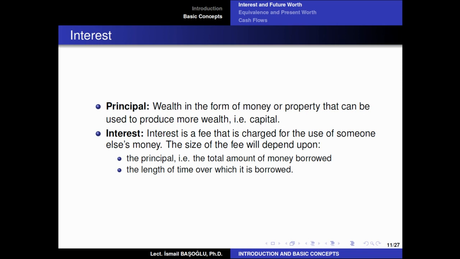So if I borrow some money from you, I also need to pay some rental amount for that money, and that is going to be called the interest. So how much interest should I pay for your 100 Turkish liras for 3 months? The size of the interest, the size of the fee, depends on two things. It depends on how much money I borrow from you, which is the principal actually. The principal that you lend me is 100 Turkish liras here.